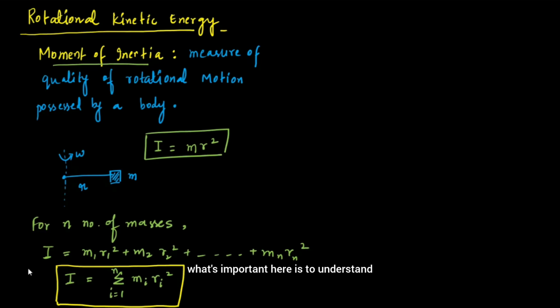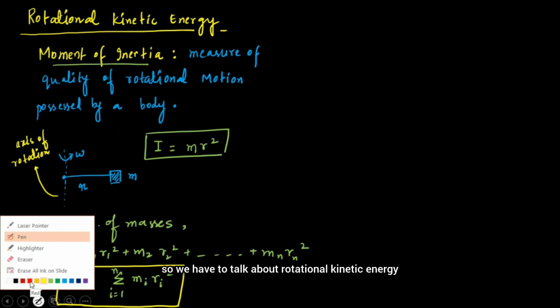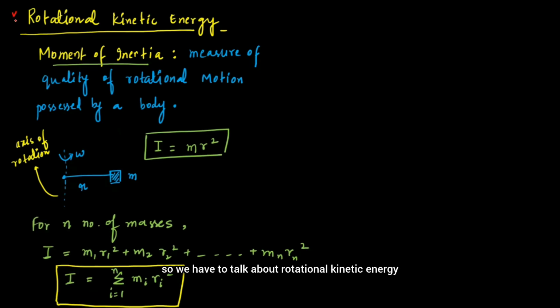What's important here is to understand what is axis of rotation. Axis of rotation is the fixed axis about which the whole system is supposed to be rotating. So this is what moment of inertia is. Now we have to talk about rotational kinetic energy.